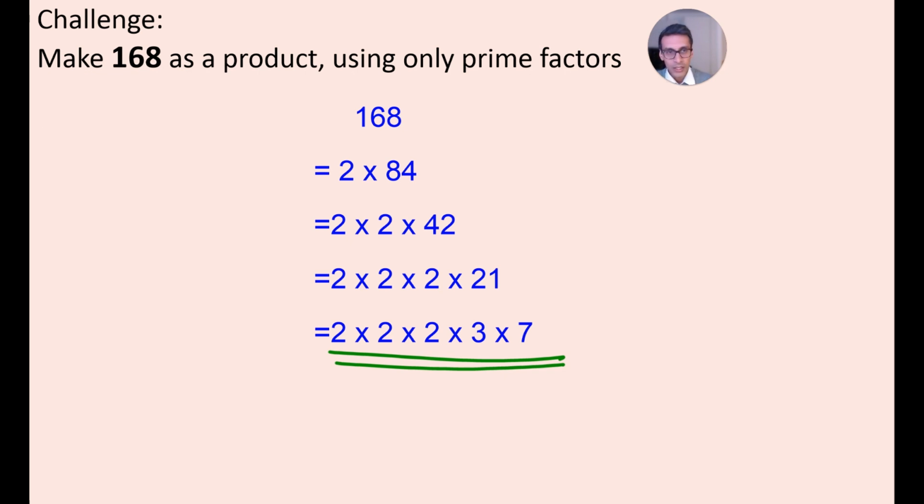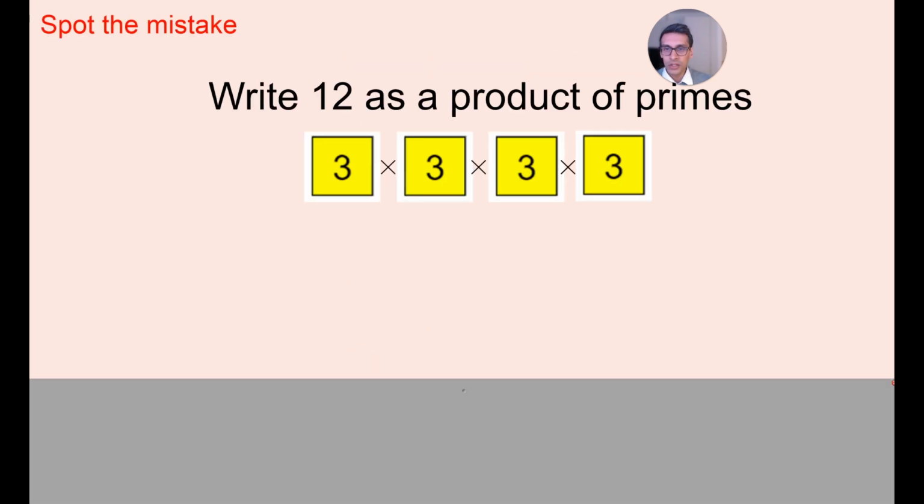Now we're going to look at a misconception. So spot the mistake. Writing 12 as a product of primes. There's something wrong here. Why is this wrong? Okay, so hopefully you've noticed that this doesn't multiply to make 12, it adds to make 12.